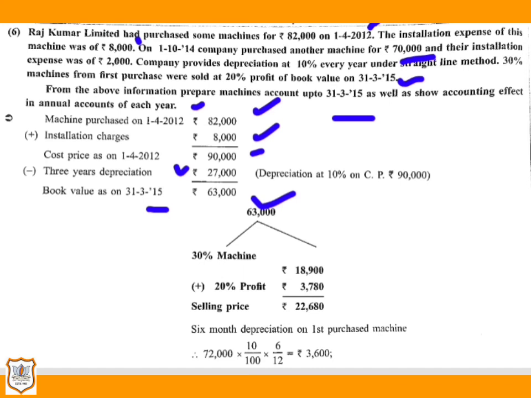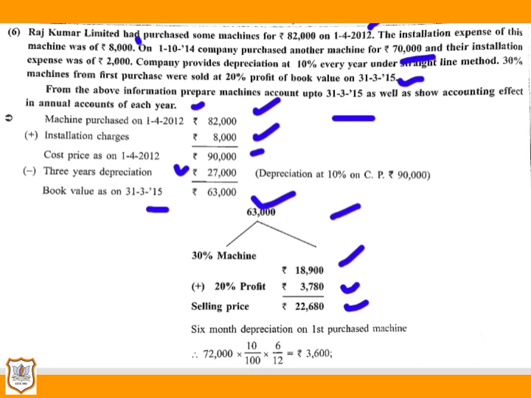Now further it is given that 30% of the machine from the first purchase was sold at 20% profit on book value on 31st March 2015. So the book value as on 31st March 2015 is 63,000 and only 30% part is sold. That means only 30% portion is sold. So here 30% of 63,000 is 18,900, and as it is sold at 20% profit, 20% of 18,900 is 3,780, and as it is sold at a profit, we will add it in order to find out the selling price of the machine, that comes to 22,680.